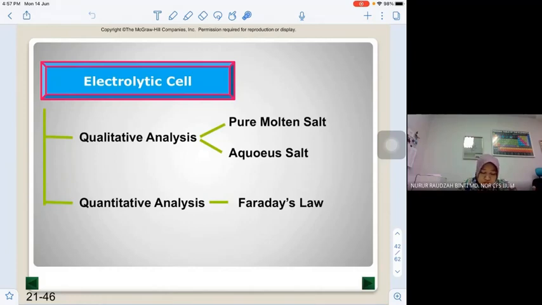When we move to the second part, the quantitative analysis of the electrolytic cell, we will apply Faraday's law. This is when we calculate the mass or the moles of the product that is produced from the electrolytic cell. Or if we have the mass of the product produced, then we can calculate how much current is needed, or what the energy is, and so on.